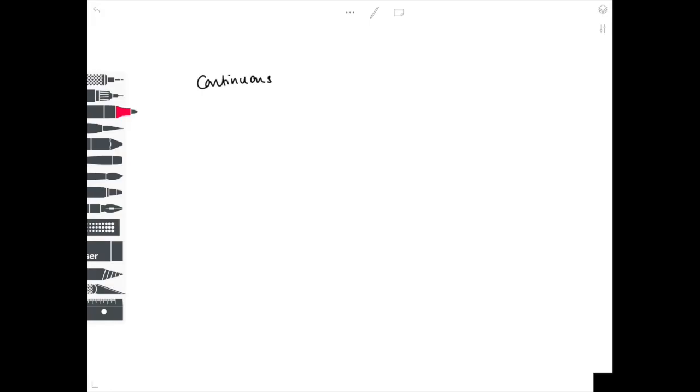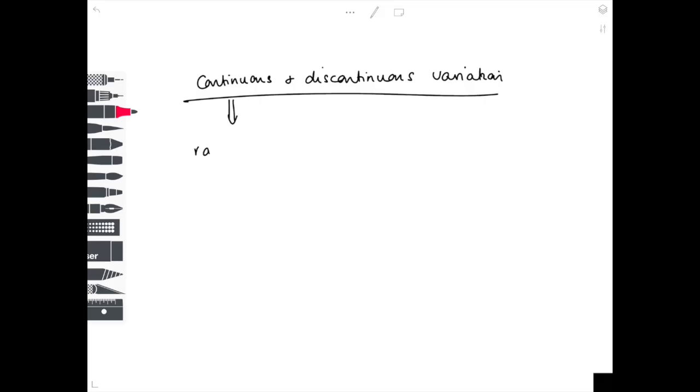Let's look at continuous and discontinuous variation now, and hopefully you've met these two words in maths, so you already have a clue a little bit about what they mean. Now, continuous is all to do with having a range of values, and it results in a range of phenotypes which fall between two extremes. So for example, your height.